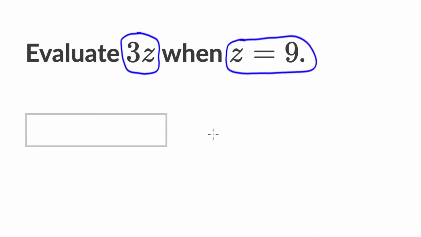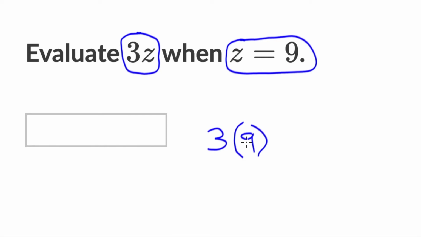So let's go ahead and write 3, and since z equals 9, we're going to write 9. But the best way to do this is using parentheses. This is going to help you later on in your math career if you start working with negatives and exponents, and it's really important to use parentheses. So get in the habit of using parentheses.